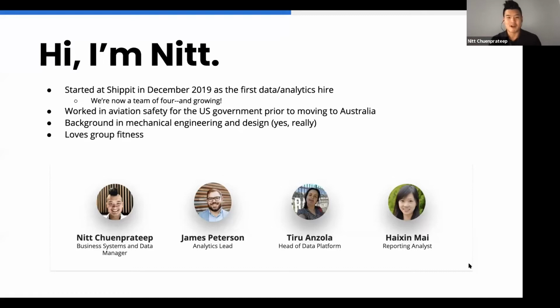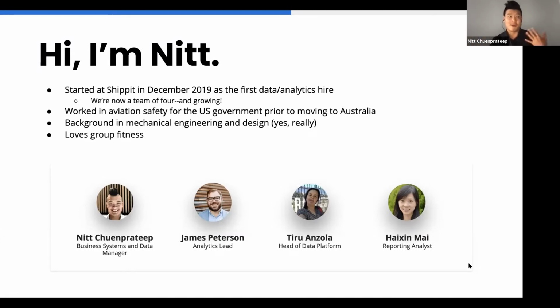And I'm also going to introduce a bit of my team and the way that we're structured. So I oversee the business systems work and also the data and analytics. Accompanying me, I've got James Peterson, who's an amazing analytics lead, helping to drive the direction of this program forward. And I've also got Tira Ranzola, who joins us from Deputy and is our new head of data platform, working on the engineering side of things. So I've got the analytics side covered, and I've also got a really strong data engineer in Tira, who's heading up the data engineering function.